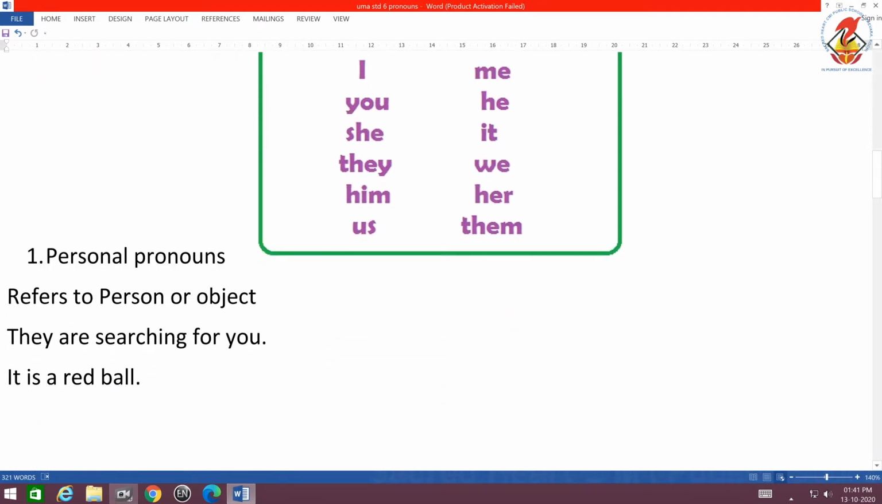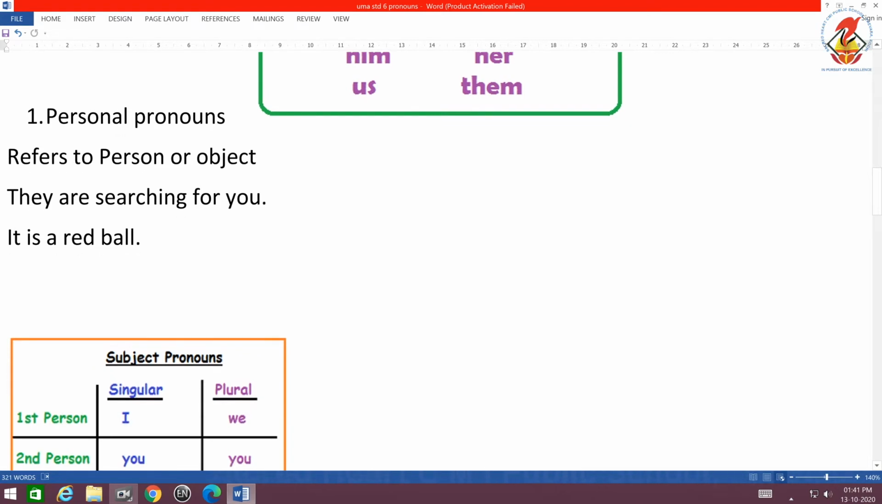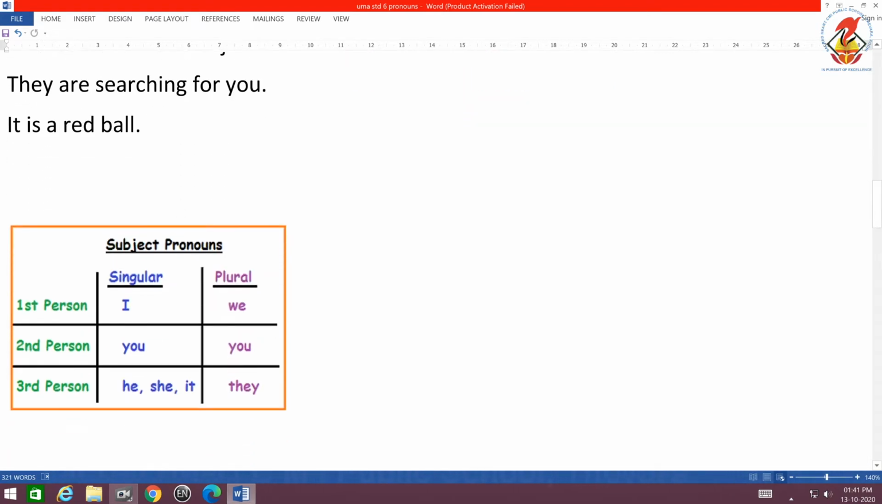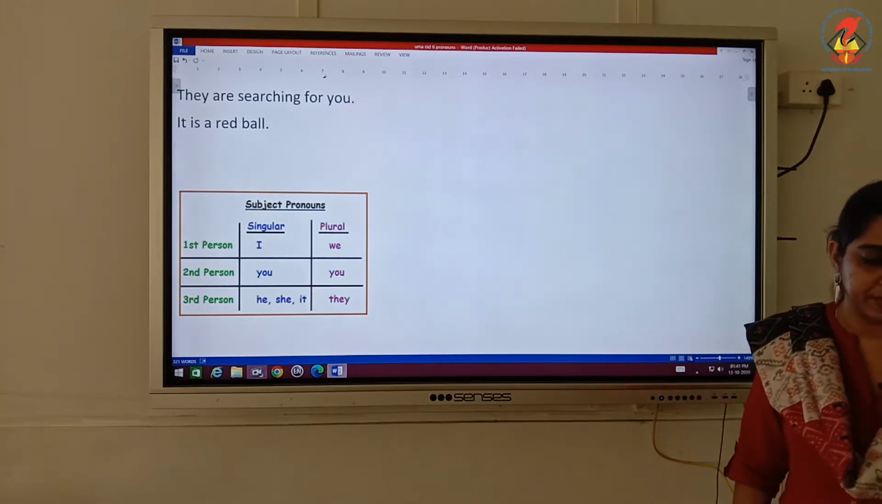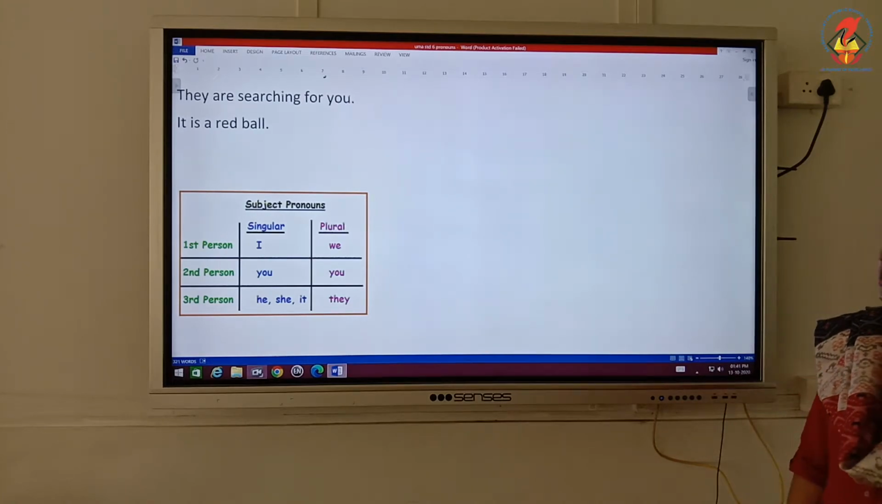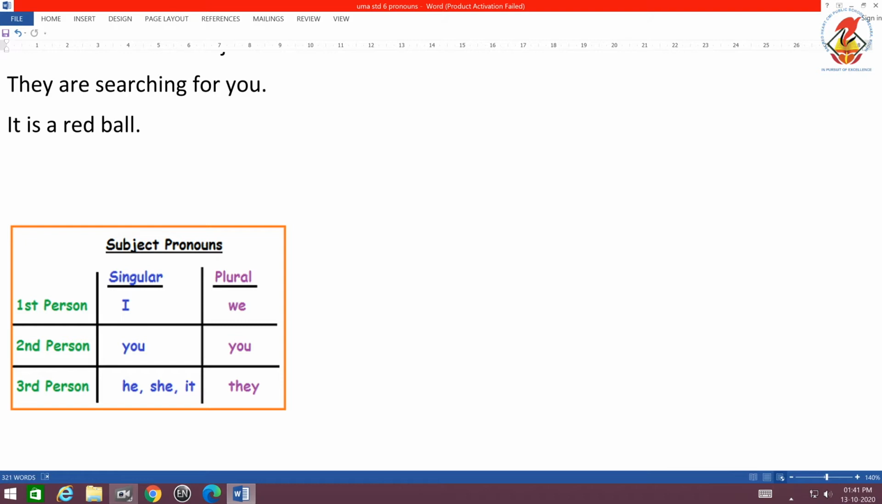Now, the next one we are going to study is singular and plural as well as first person, second person and third person of personal pronouns. You can take your textbook, otherwise you will not understand. Page number 37, you see a box. Did you see a box? Subject pronouns, singular, plural is given, then first person, second person and third person. So, personal pronouns can be divided in terms of singular and plural, as well as in terms of first person, second person and third person.